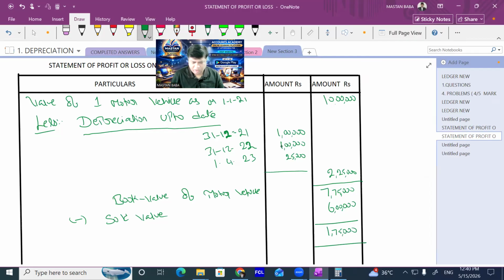1,75,000. It's a loss on sale of motor vehicle. Loss on sale of motor vehicle.